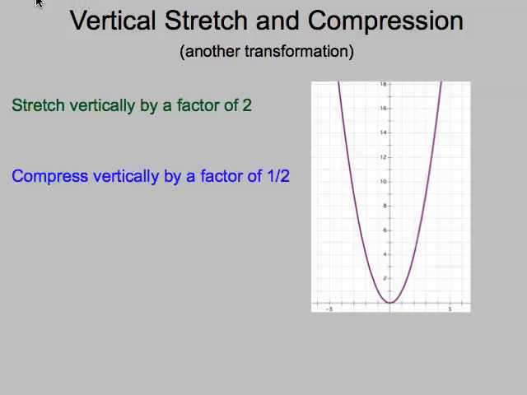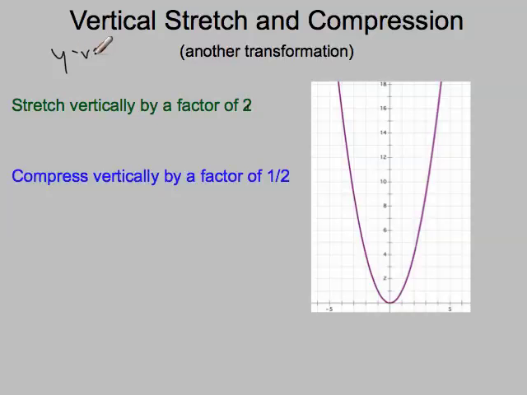Now, just like a reflection or a translation, we can do another kind of transformation called a stretch or compression. Now, a stretch will always be a whole number, a vertical stretch by a factor of 2, and a compression will always be a number between 0 and 1. So if I were to stretch vertically, when we say vertical, what values are affected vertically? Well, the y values are affected vertically.